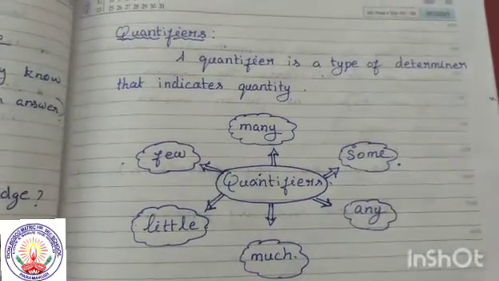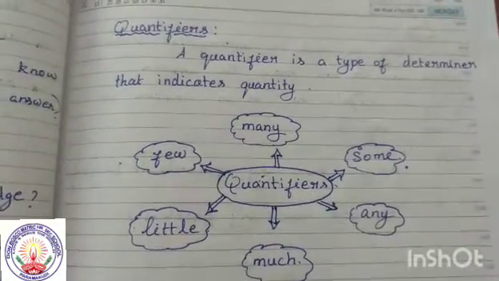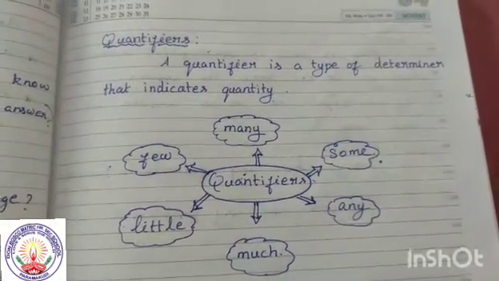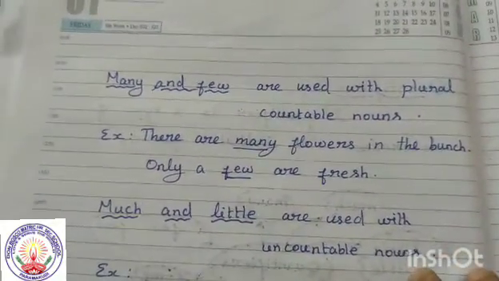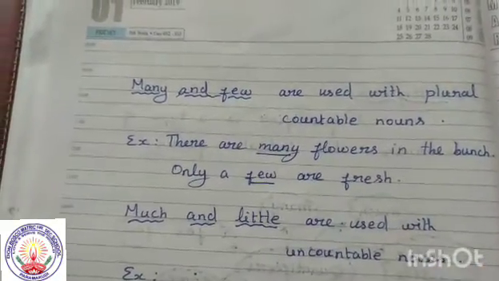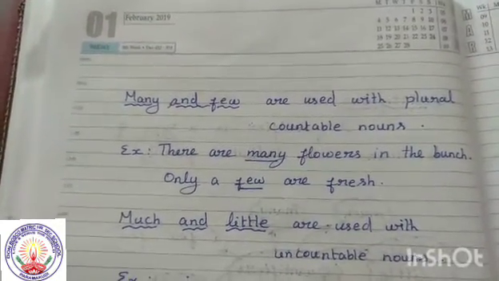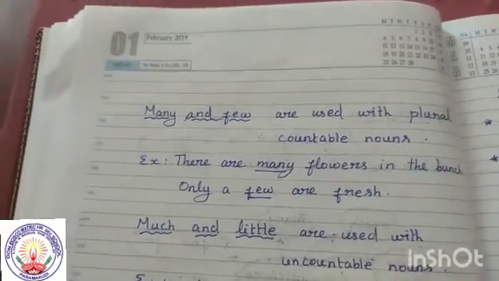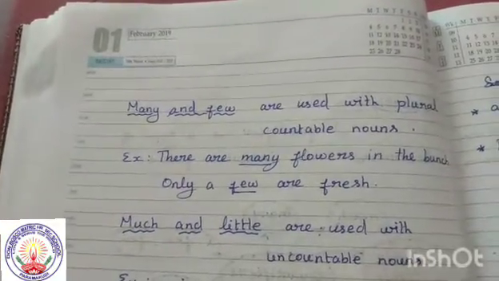So we are going to see these quantifiers in detail. Okay, first one, many and few. Many na pala, few na sila. So many and few are used with plural countable nouns. Countable nouns na enna kudiya, 1 2 3 like that we can count. So countable nouns na enna kudiya, plural countable nouns ku munadi many and few we can use.